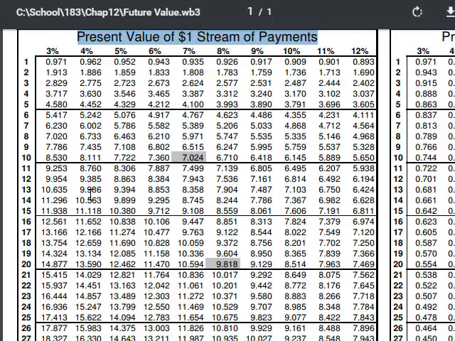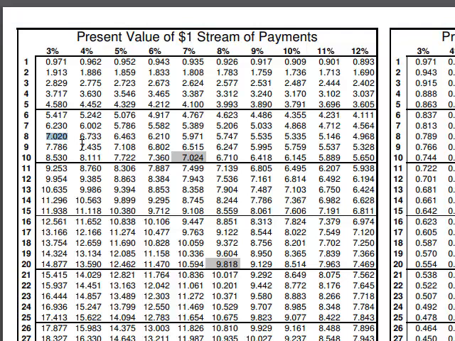I don't like Adobe, but what are you going to do? We are pricing this to yield 3%. So we go over the 3% and we go down to the 8 years, and we find that the present value multiplier for a stream of payments, a series of payments, at 3% per 8 years is 7.021.